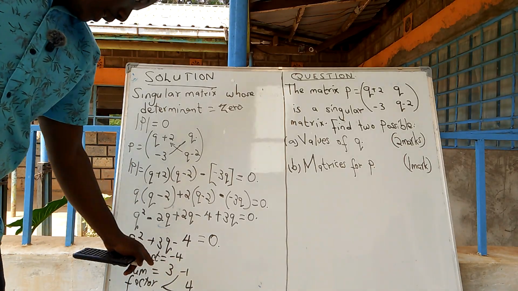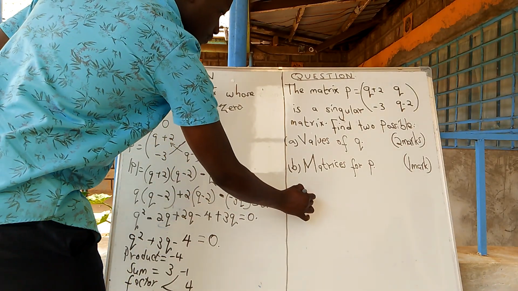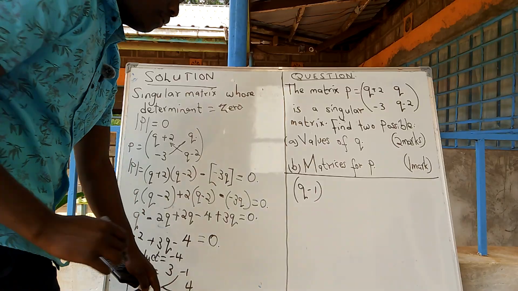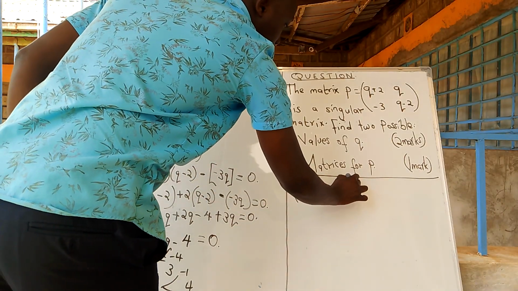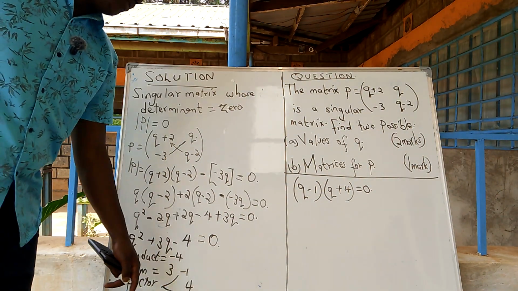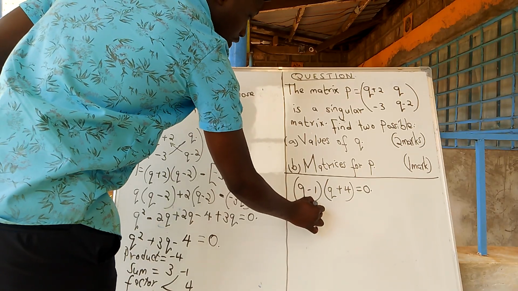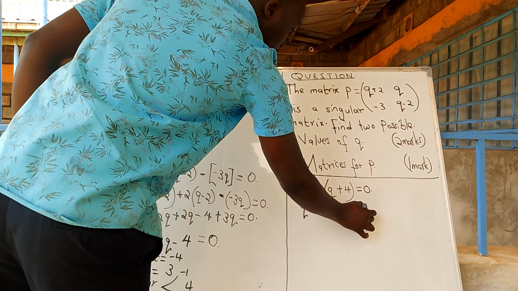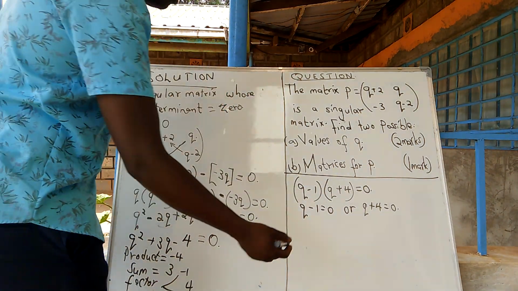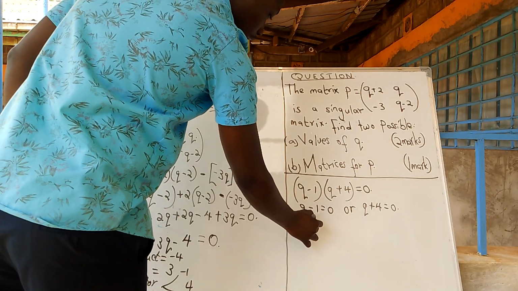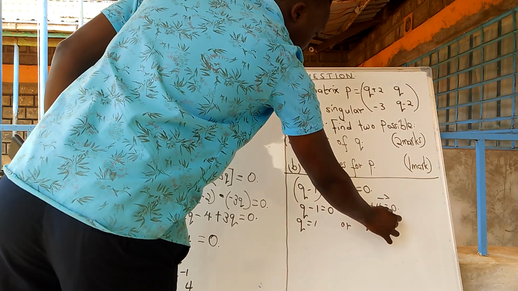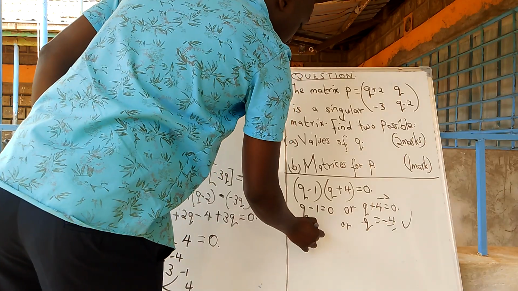You can just go directly and say Q minus 1. Tugawanye hapo. And Q plus 4 is equal to 0. Q minus 1 and Q plus 4 is equal to 0. So with that, Q minus 1 is equal to 0 or Q plus 4 is equal to 0. So if you want to get Q, tutapeleka hii negative 1 the other side, tukue na Q ni 1, or tukipeleka hii the other side itakuwa Q ni negative 4. So tusha solve swali la kwanza.